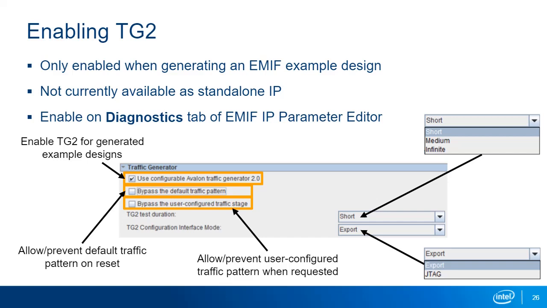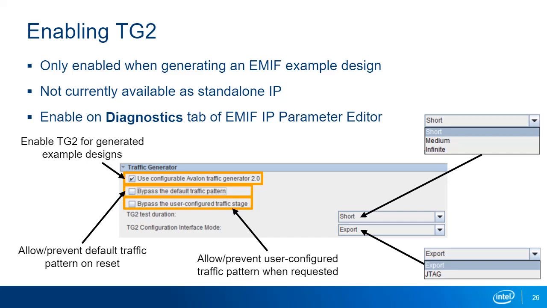Like the original traffic generator, TG2 can initiate a fixed default traffic pattern automatically, as well as a customized pattern. Use one or the other of the bypass options to prevent the traffic generator from initiating either of these patterns. You can't bypass both types of patterns. If you want to use the default pattern discussed in a moment, choose a test duration for the generated traffic. Choosing infinite means the default pattern will continue until the traffic generator is reset.